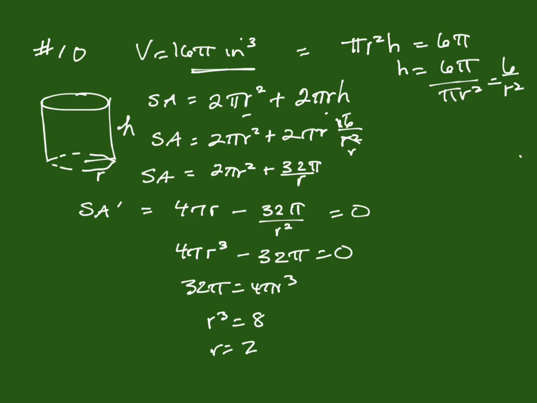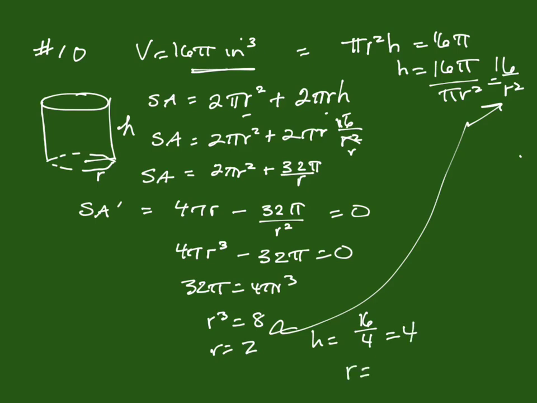The radius equals 2. Now the height compared to the radius was up here, so the height is equal to 6 over r squared, so 6 over 4. So the height, it's 16. Remember, I changed that. 16 over 4, which equals 4. So the radius would be 2 inches and the height is equal to 4 inches. So that was the answer to number 10.